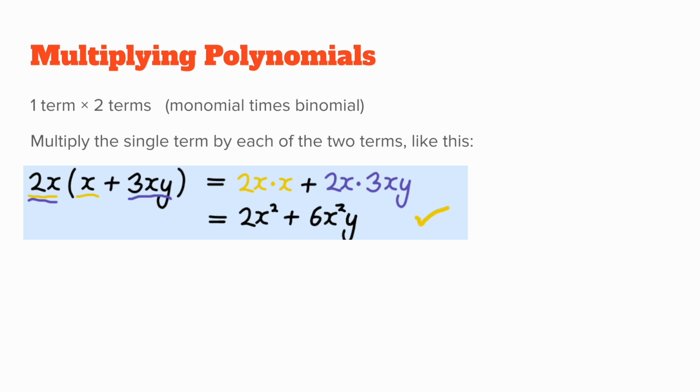To multiply the single term by each of the two terms, we can solve it like this. So as you can see here, if we say to multiply 2x times x plus 3xy, then we firstly need to multiply 2x times x and then plus 2x times 3xy, which is 2x squared plus 6x squared y.